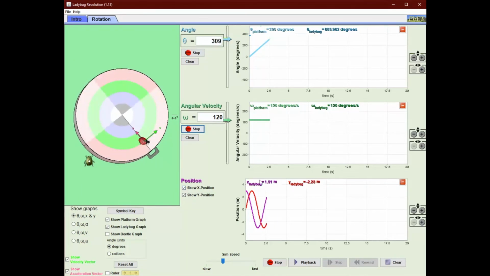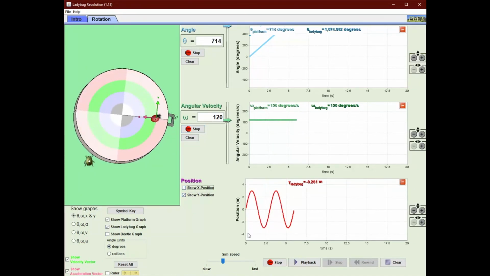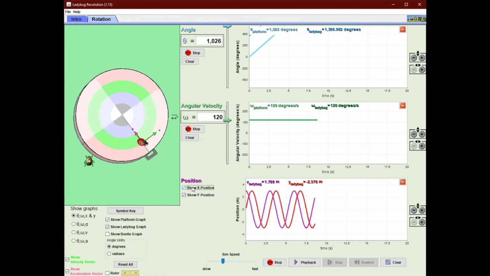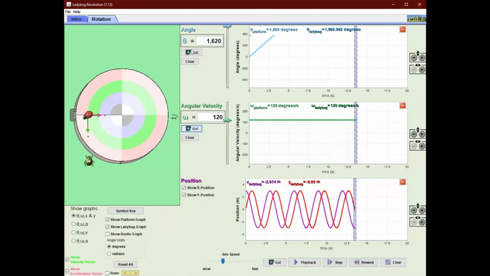You'll see the graph that is made by the x and the y graphs, and I can just show the x or just show the y. These are sines and cosines, right? And you should recognize them because they have to do with circles. That's where sines and cosines come from, is things moving in circles.